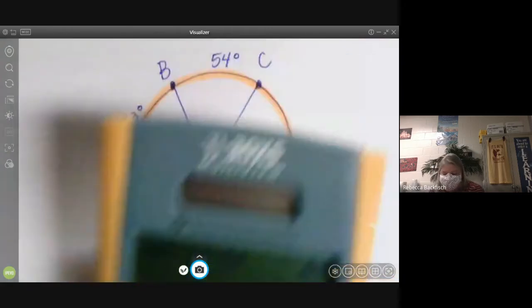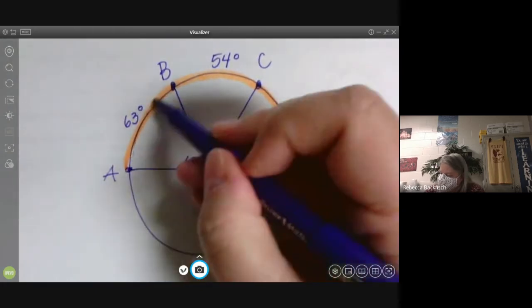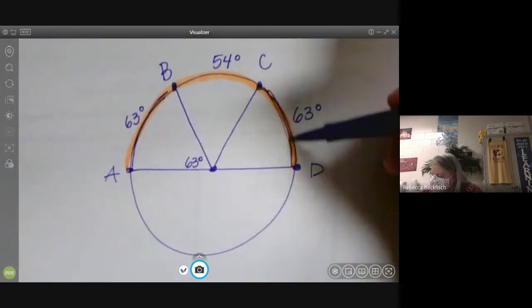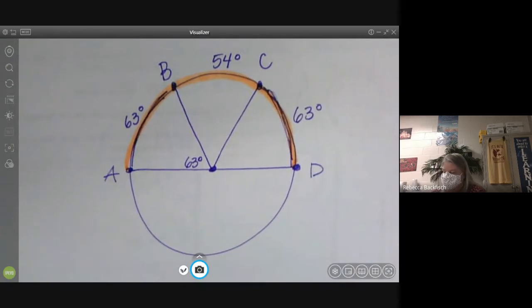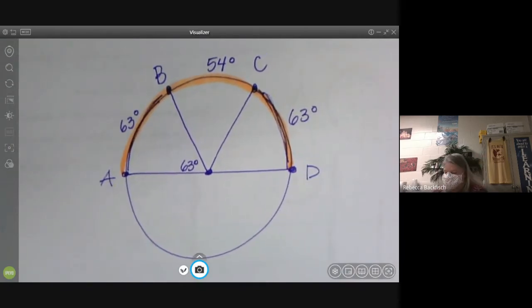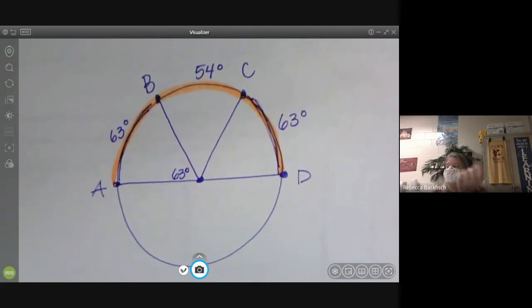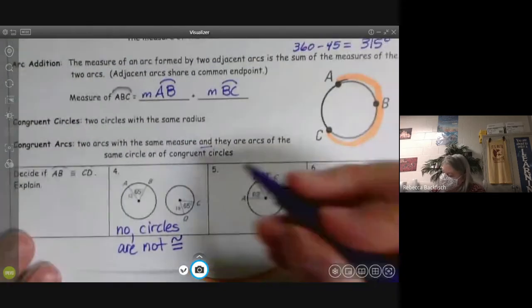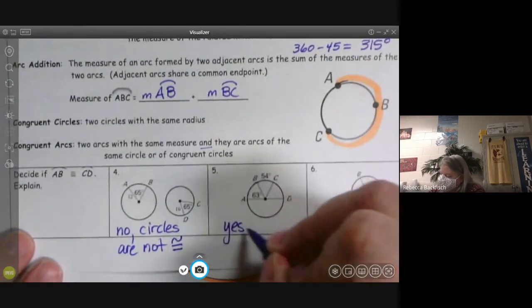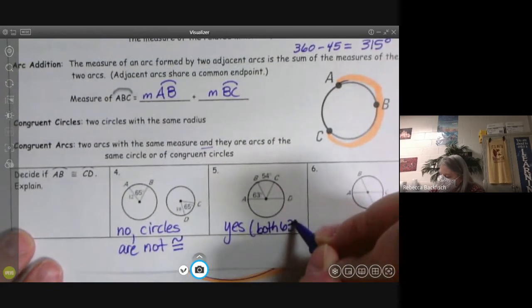And I get 63. And that's what I was asked, if this arc is congruent to this arc. So yes, they are. They're on the same circle, which means the radii have to be the same. Remember, they have to be on the same circle or on congruent circles. So I'm going to say yes. And they're both 63 degrees.